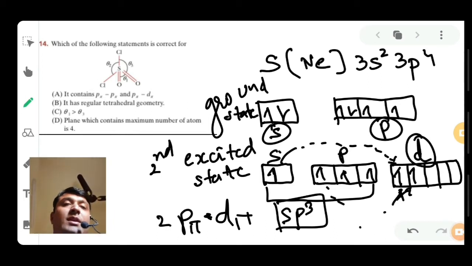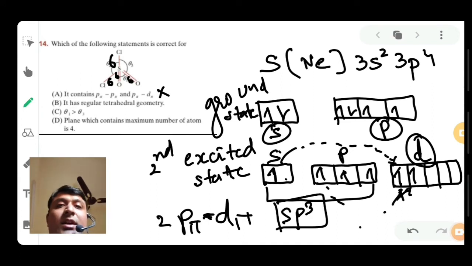P pi p pi bond is not possible, as oxygen will only form pi bond over here, and sigma bond is formed between sulfur and chlorine, and the single bond of sulfur and oxygen, and the second bond that is shown in the figure will form pi bond, but it will form p pi d pi covalent bond, and 2 oxygen atoms are there, so 2 p pi d pi covalent bonds will be formed. So this option is not correct.